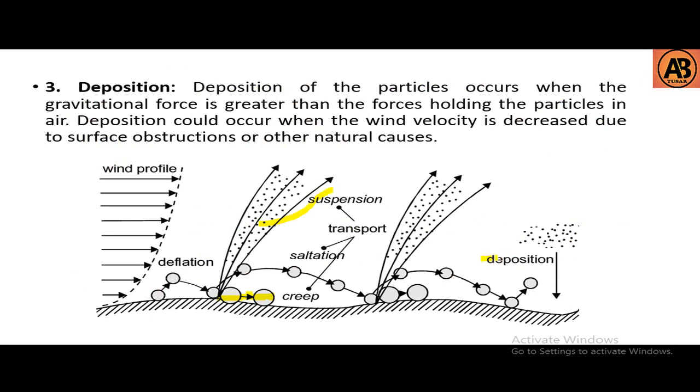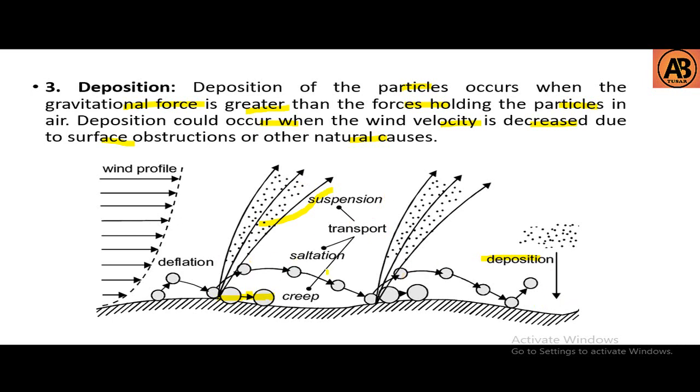Then last one is deposition. Deposition of the particles occurs when the gravitational force is greater than the forces holding the particles in air. Deposition could occur when the wind velocity is decreased due to surface obstructions or natural causes. That means when the wind velocity is decreased, the suspended particles are deposited on the lower surface.